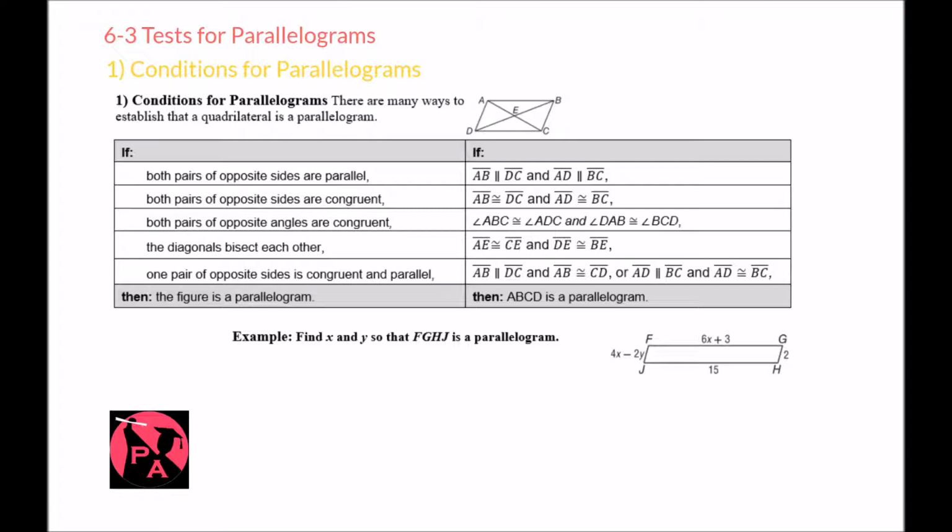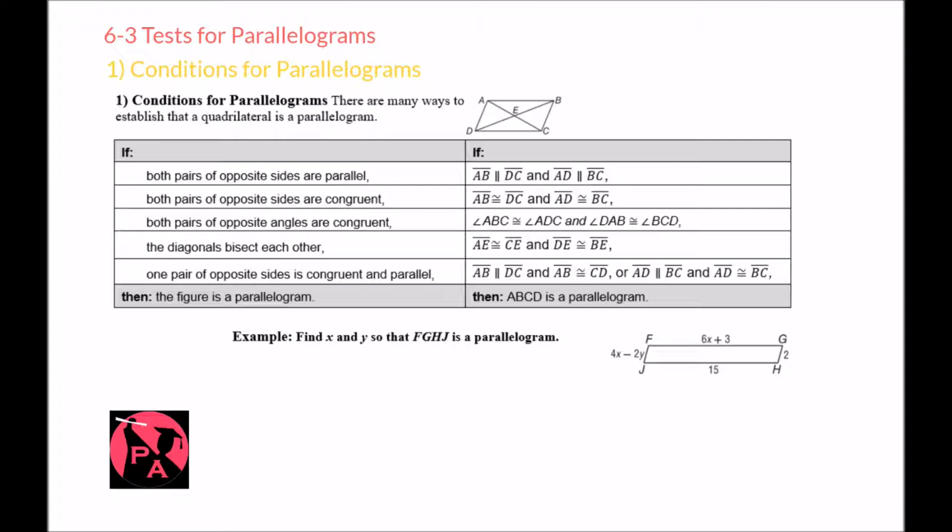Another statement is that if both pairs of opposite angles are congruent, like the first pair of angles are A and C, these must be the same. Also, angle B and D must be congruent. In that case, figure ABCD is a parallelogram. Another if-then statement, if the diagonals bisect each other, the diagonals are segment BD and segment AC. If these two segments cut the other one in half, then that means ABCD is a parallelogram.